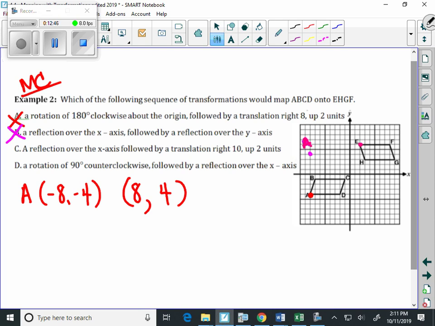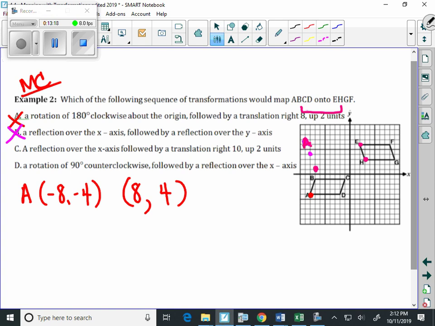let's do B. B is 1 space away from the x-axis. So here's 1 space away from the x-axis on the other side. Because on the letter C, it says a reflection over the x-axis. So now we reflected it, and then let's go 1, 2, 3, 4, 5, 6, 7, 8, 9, 10, up 2. B maps to H, and notice here, B should map to H.